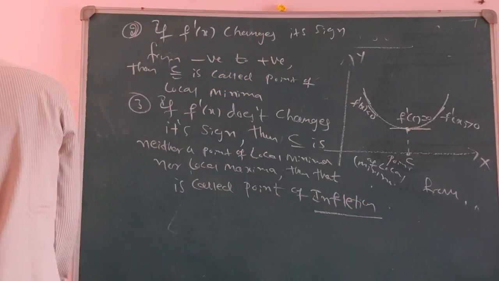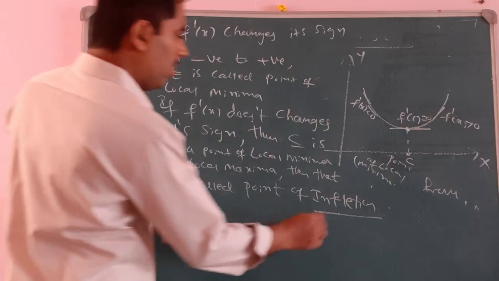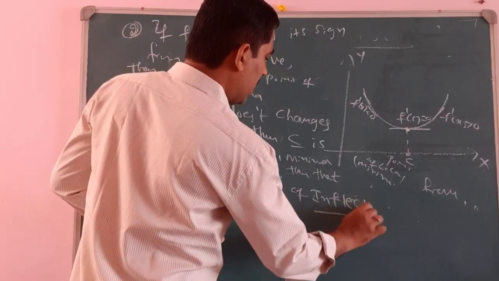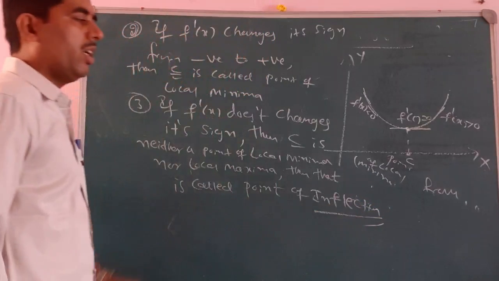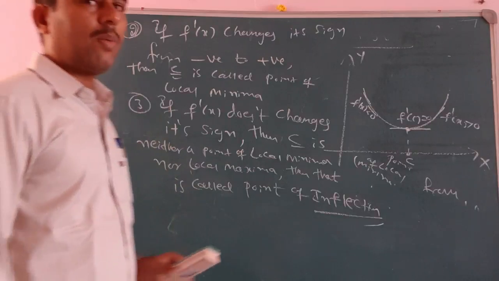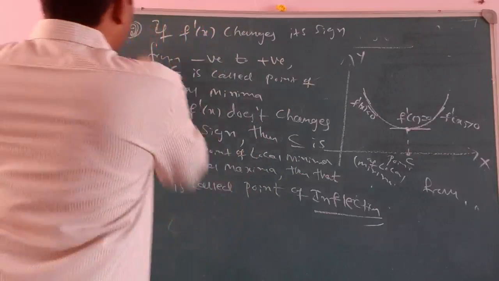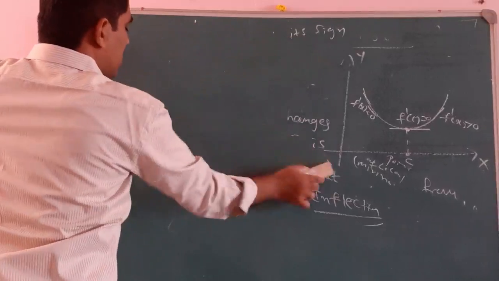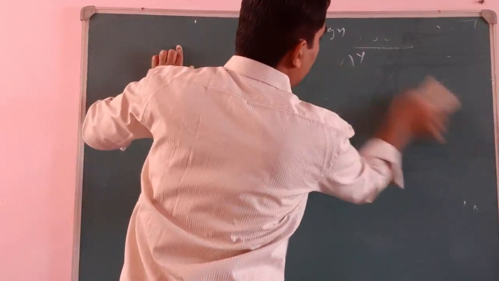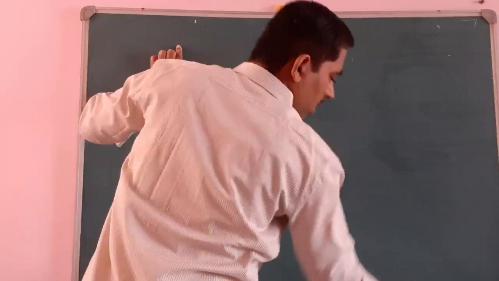Point of inflection. Okay, this is called the first derivative test. All these points we have discussed in our previous session. So in this, let us consider one example and verify it.